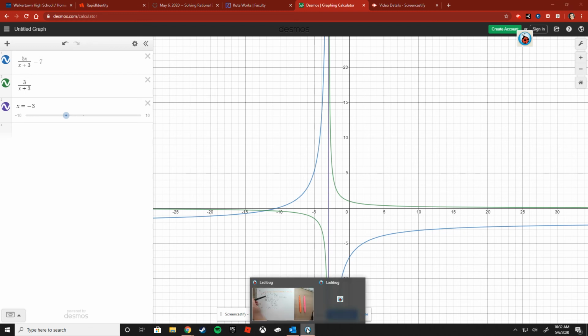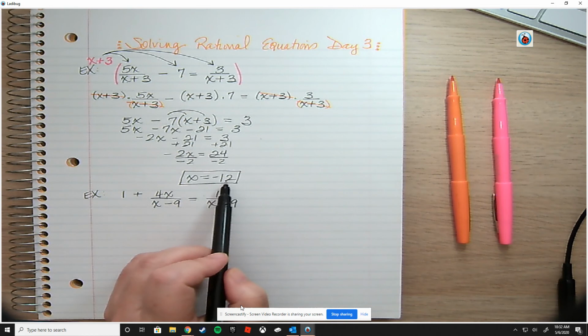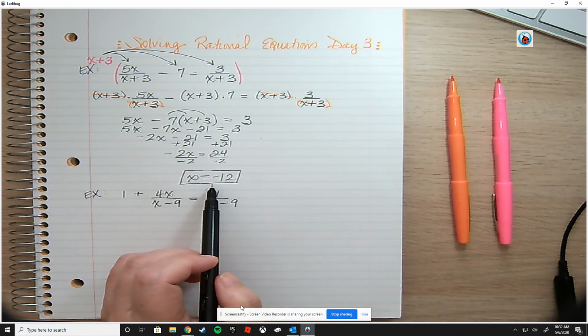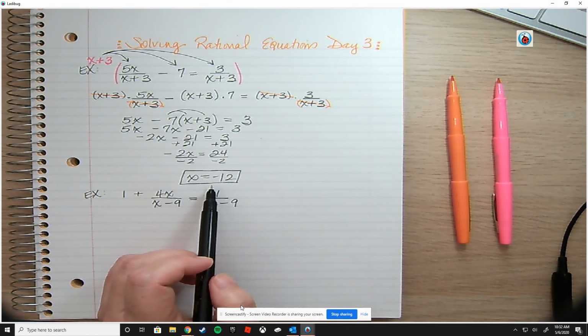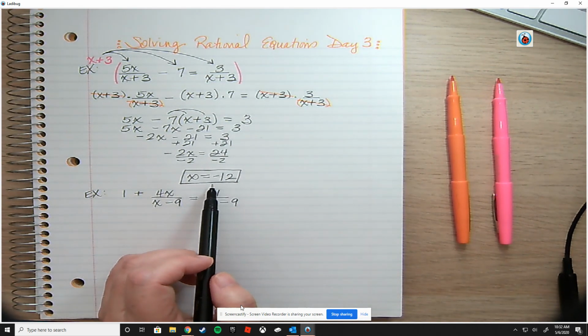So if I switch back over here, if I had gotten x equals negative 3, that would have been no good because all those graphs were avoiding the line x equals negative 3.